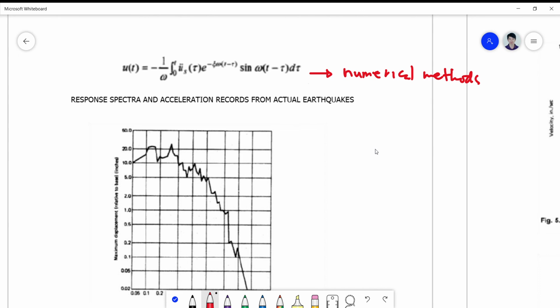So that is what becomes our problem. Because this analytical graph must still be verified by actual or experimental data. Okay, so that's it for the first part of the response spectrum. I'll be continuing this on the next video.